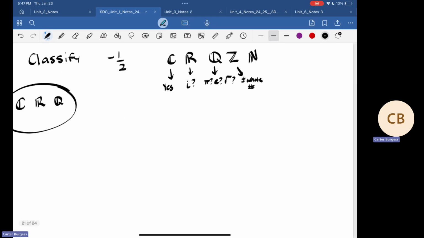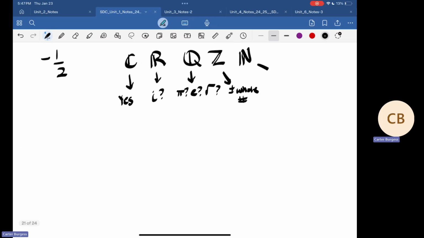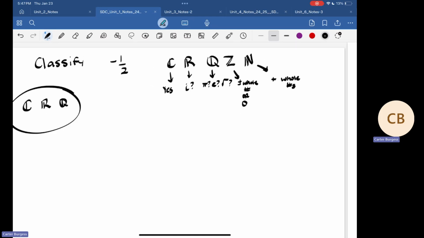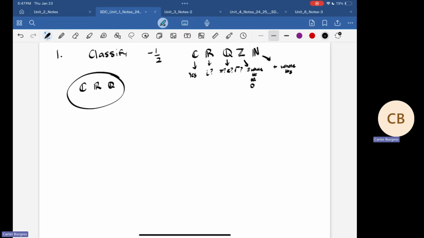But while we're here, might as well mention it. If we did, in fact, pass the test for Z, we could move on to N. And N is just looking at those positive whole numbers. I guess I should also mention, while we're here, 0 would also technically count in the integers. 0 is technically not positive and also not negative. So it wouldn't count as a natural number where we only take positive numbers, but it would count as an integer.